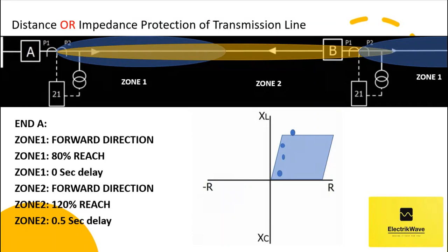Zone 1 will have 80% reach of total transmission line. Zone 2 is provided 120% of line length, to avoid unprotected zone of transmission system. Further, it will also overlap Zone 1, and also cover 20% protection zone of next line.